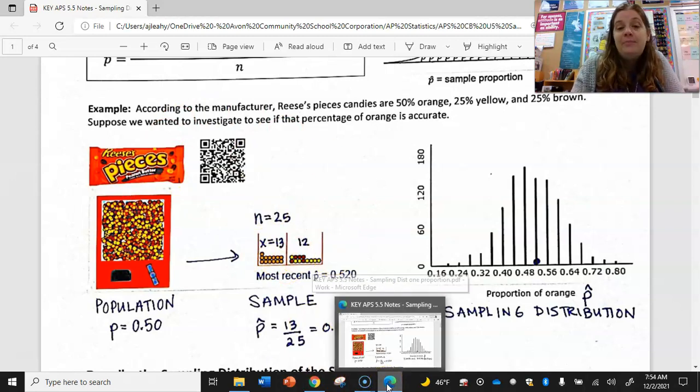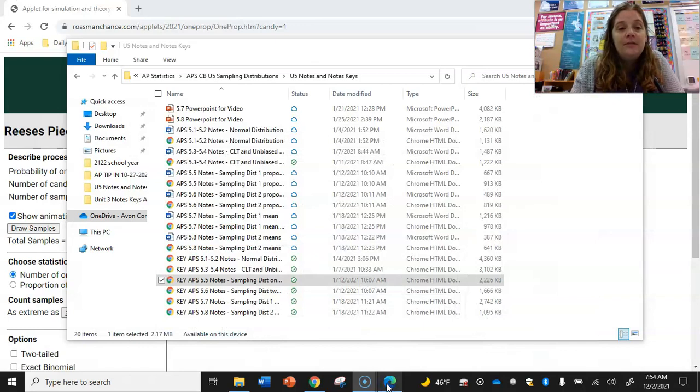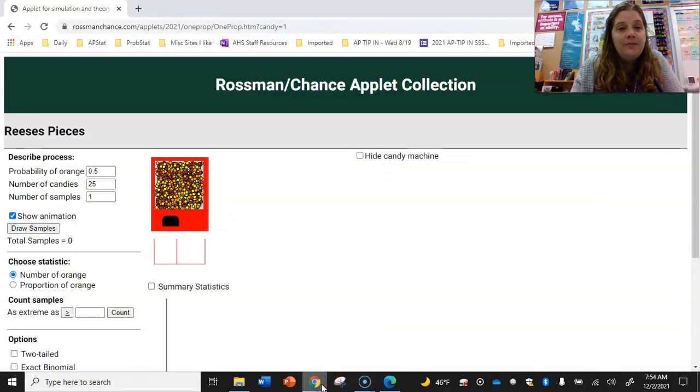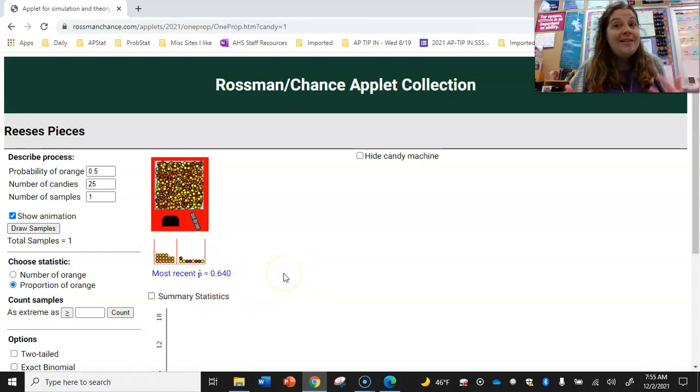Now, I have an applet that does this. Oh, I got the wrong one up. Hold on. There we go. So probability of orange, let's say I've got 25 candies in here, and I'm going to have it count the proportion of candies. So I'm going to draw a sample, and it's really cute. It shows this little animation of the candies falling out of here. All right, and so I got 64%. Now that's higher than what I expected, higher than 50%, which is what I expected.